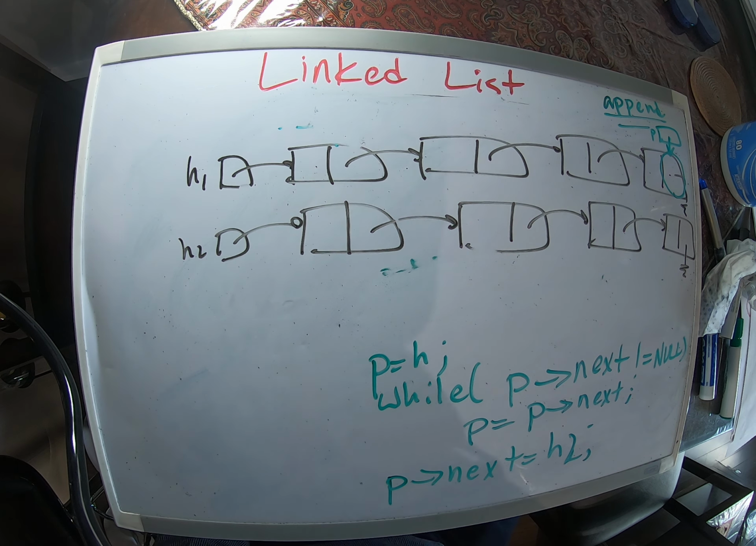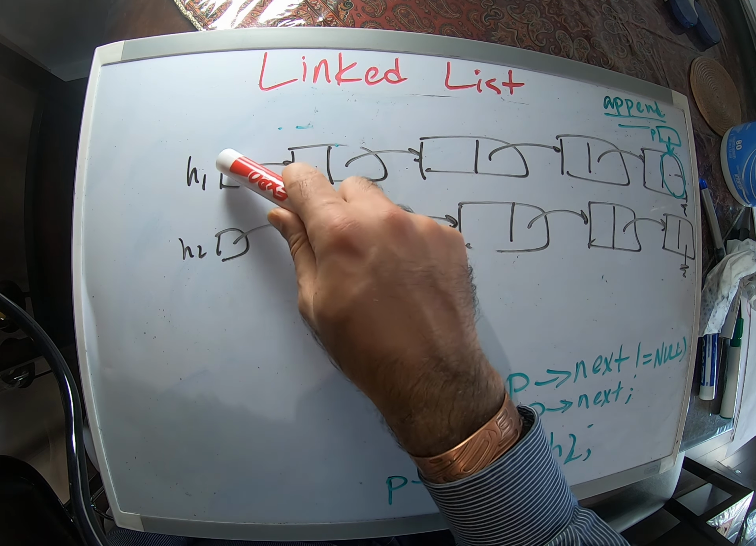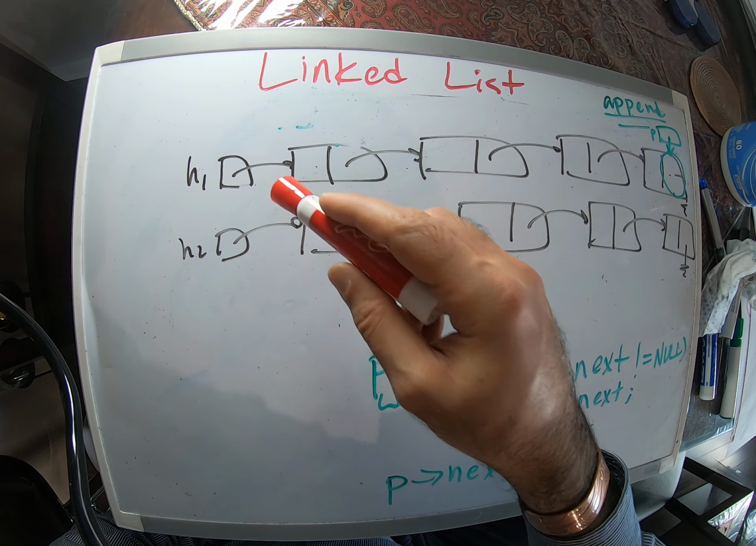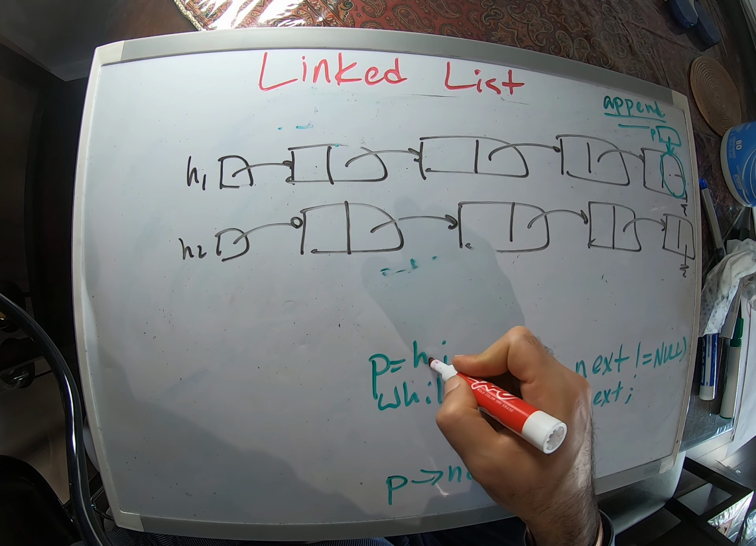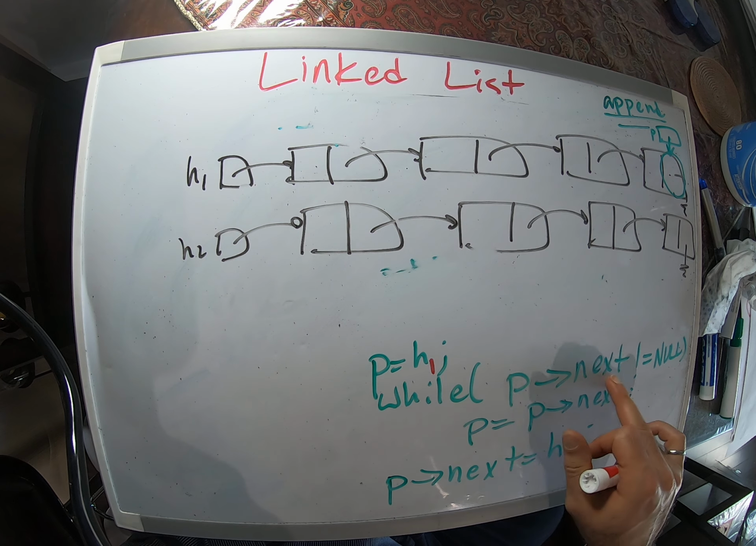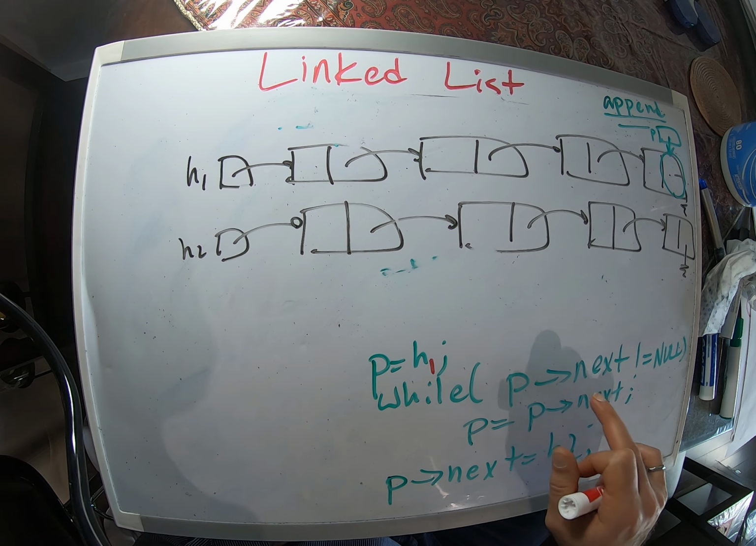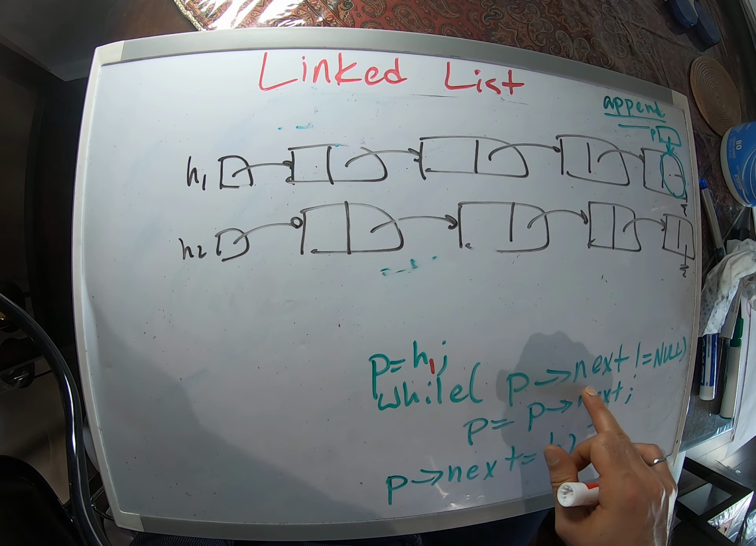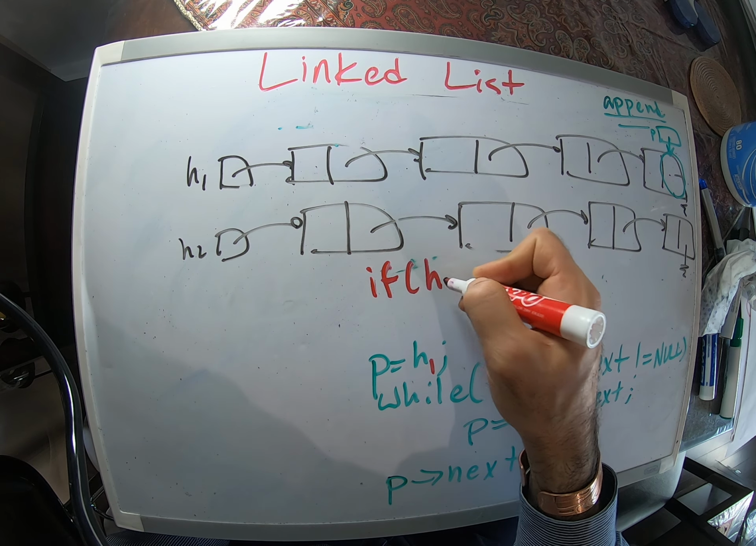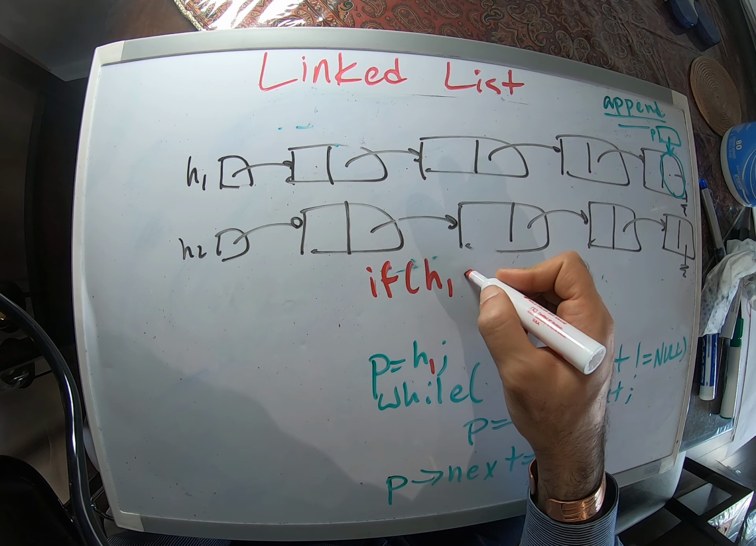What if one of these two linked lists is already empty? What if H1, like this was H1, sorry, what if H1 is already null? Then this doesn't exist, so this is gonna give me an error, right? So to make our program complete, we would be better to have this one.